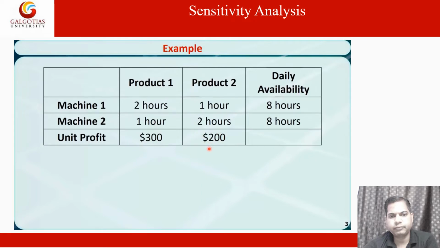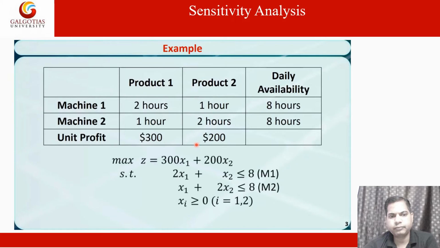Now we let x1 be the number of product 1 produced, and x2 the number of product 2 produced. We can formulate a linear programming problem to maximize the daily profit, which is the total profit of selling products 1 and 2. The first constraint means that the total processing time on machine 1 should not exceed 8 hours. The second constraint means the total processing time on machine 2 should not exceed 8 hours.